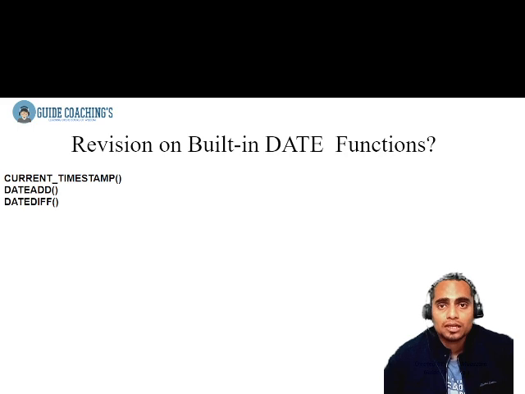So what is current timestamp? When we write current timestamp, it will give us the current date time of that particular system. And we can get it with the minutes, hours and milliseconds. Then we have date add.